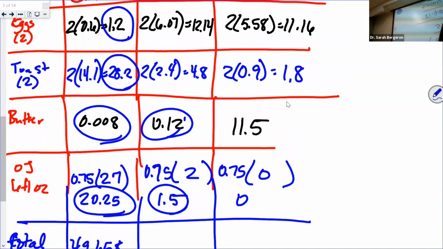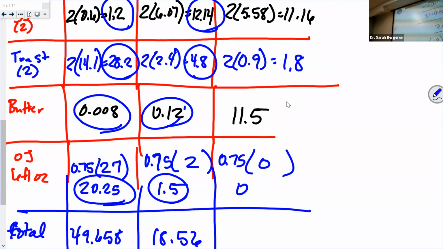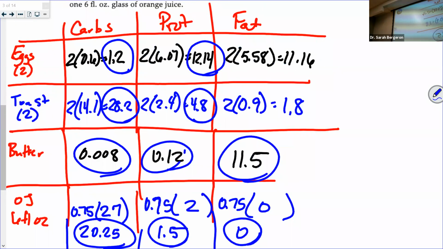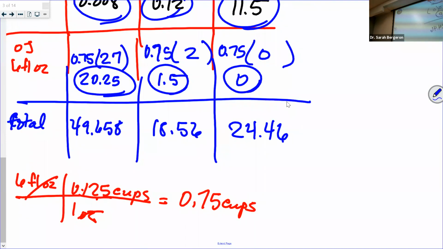1.5 plus 1.5 plus 0.12 plus 4.8 plus 12.14. 18.56. Okay, and then our last column is 0, 11.5, 1.8, and 11.6. 24.46. Oh, I like the chat for this. That's nice. All right. Am I done? Did I answer my question? I tell you, this is like a marathon problem.